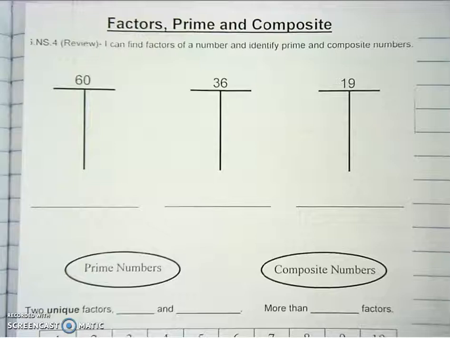Hi, today we're going to be talking about factors and prime and composite numbers. So the standard we're going to be doing is 6.NS.4. I can find factors of a number and identify prime and composite numbers.